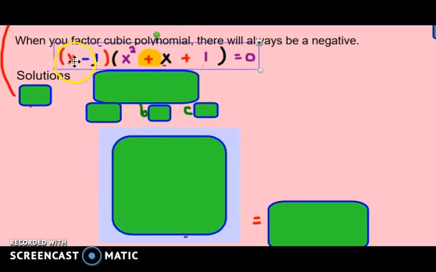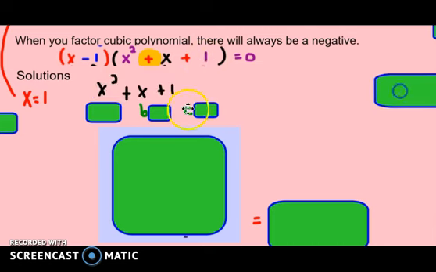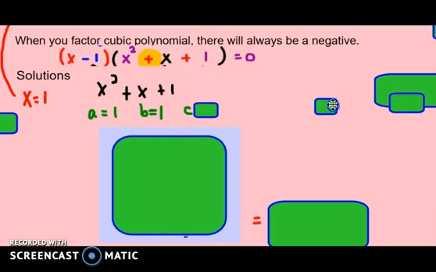To figure out my solutions, my first term, what makes that 0? 1. So x equals 1, because 1 minus 1 is 0. My trinomial, you'll never be able to factor that. So you just use the quadratic formula. So my a is 1, my b is 1, my c is 1.